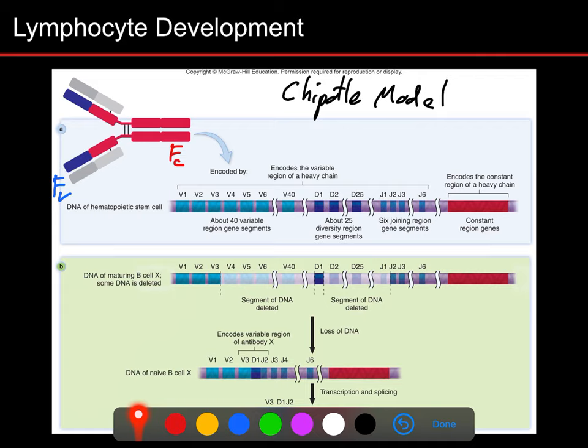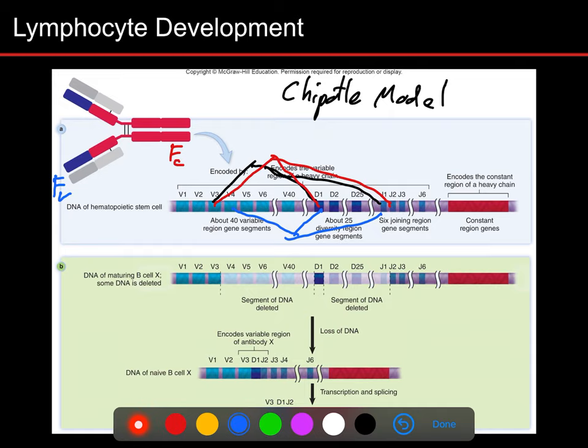What happens is when the cell is developing, you pick 1V, you pick 1D, and you pick 1J. So you could pick, say, V3 and D1 and J1. Or you could pick V3, D1, and J2. And those are going to be different. Or you could do the same thing, but pick V4 instead. V4, D1, J1. And that's going to be different. So each of those is going to provide a different variable region.